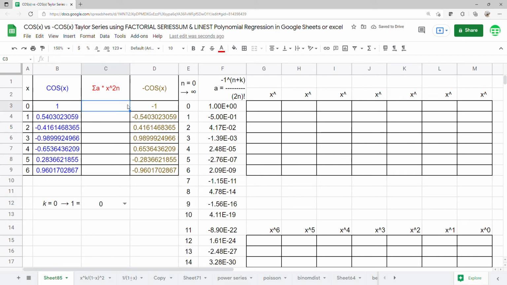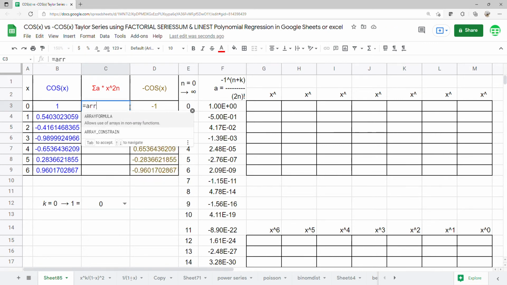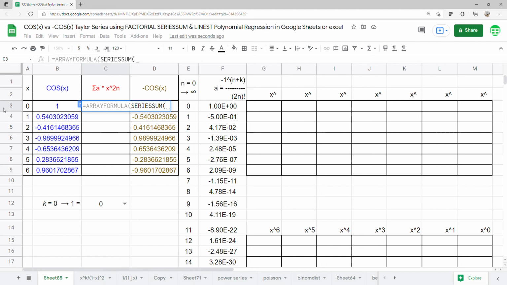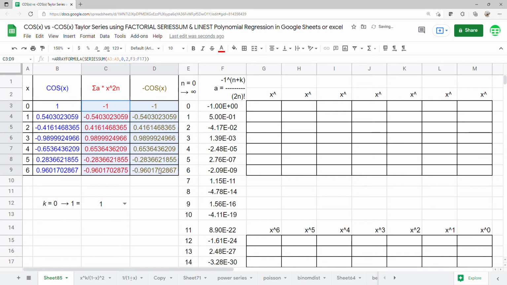Now we complete the Taylor series expansion. So array formula, series sum of the x values raised to the power 2n. So 2n raised to the power 2n. 2n starts from 0, incremented by 2. And the coefficient will be this range. Right now, because k equals 0, these are the same. Change it to 1. These two are the same.